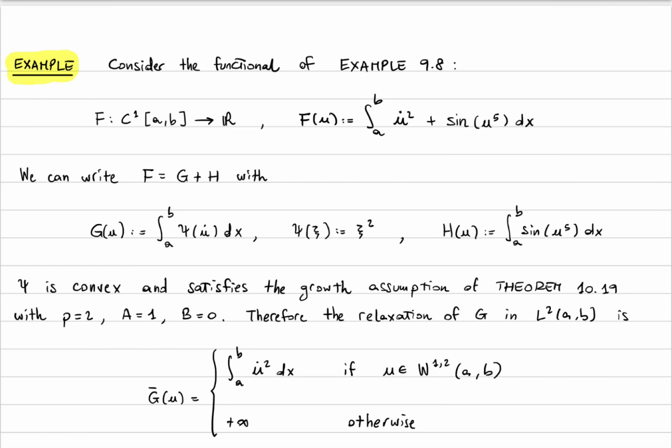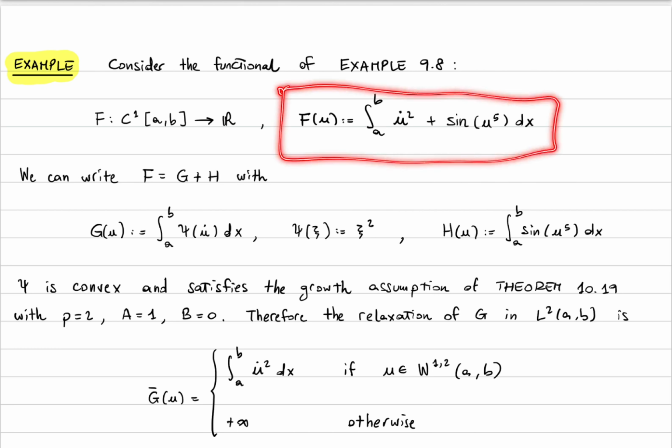Okay, we resume with an example where we apply theorem 10.19 to compute the relaxation of a functional which we already saw in the past. So remember that in example 9.8, we considered this functional F defined from C1 of AB as the integral from a to b of u dot squared plus sine of u to the power of 5 in dx. The goal of that example was to prove that this functional has minimizers which are C infinity.